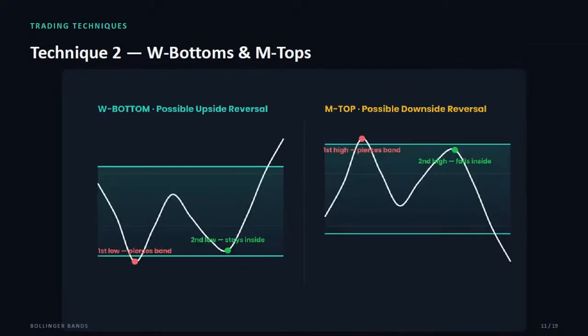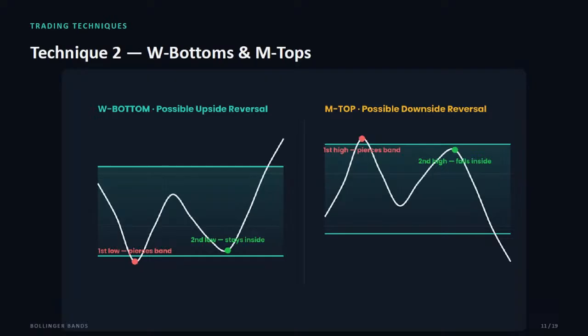Our second technique comes directly from John Bollinger's own original work, and it's a pattern-based approach to spotting potential reversals. Let's talk about the W bottom first, since it's used to spot potential upside reversals. Here's the pattern. Price drops down and pushes right to, or slightly outside, the lower band, that's the first low. Then price bounces back up, typically toward the middle band.